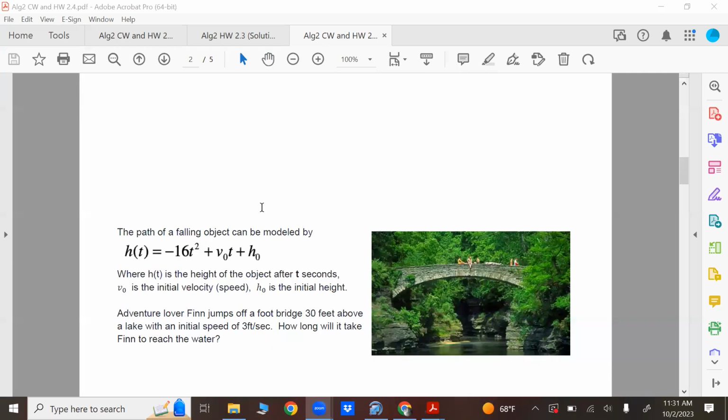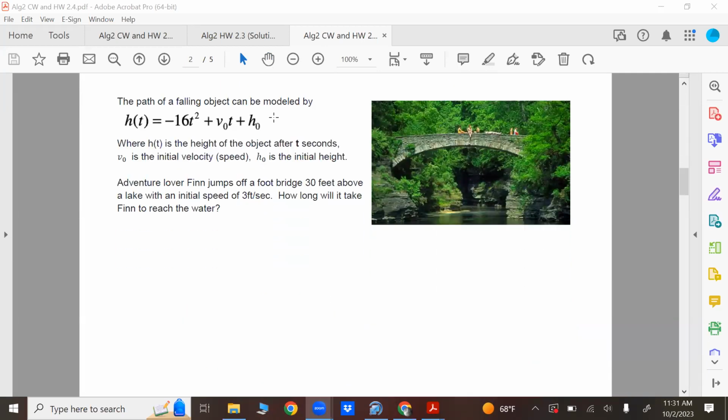Let me read it, and I'll kind of have you guys just do it. So to give you a general formula, the height of a path of a falling object can be modeled by the following equation. By the way, this is acceleration due to gravity, in case you guys are curious. Because why do things fall? Gravity, right? That's all physics. So it's not really that important. I just wanted to share that.